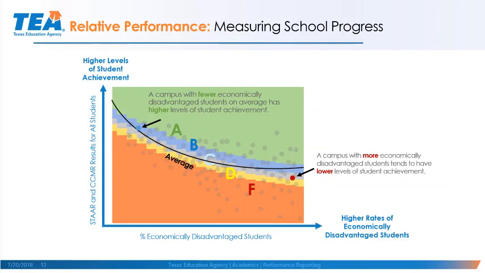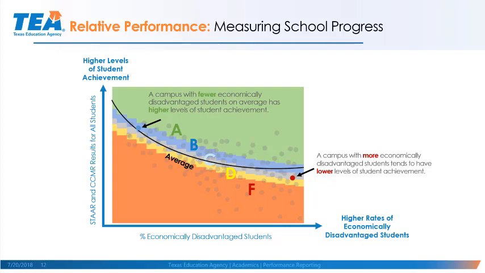Part B of the school progress domain is relative performance. Relative performance compares a district's or campus's performance in the student achievement domain, the y-axis, against districts or campuses with a similar percentage of economically disadvantaged students, the x-axis. On average, a campus with fewer economically disadvantaged students has higher levels of student achievement, and a campus with more economically disadvantaged students tends to have lower levels of student achievement.